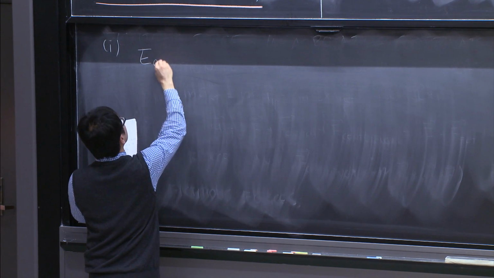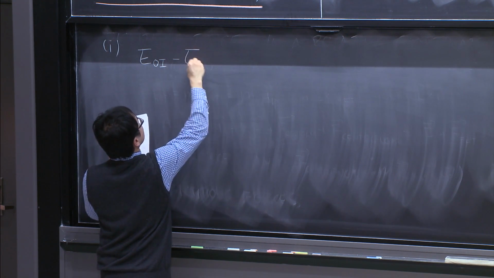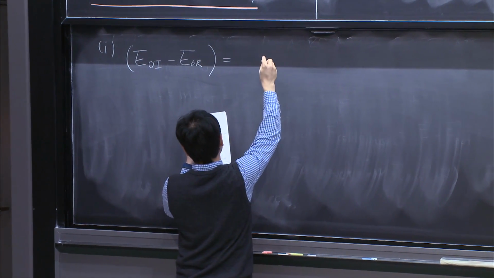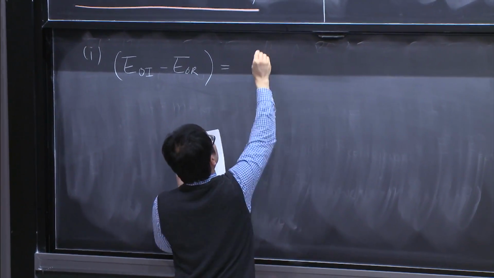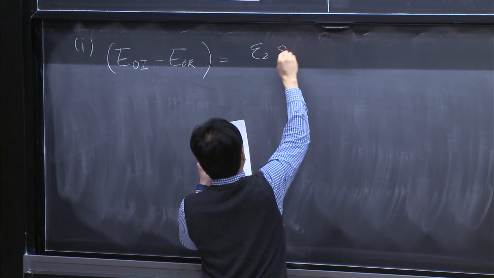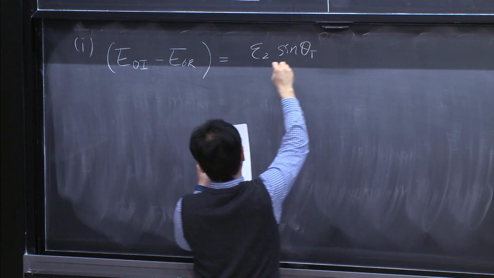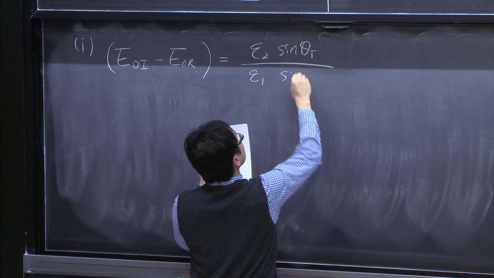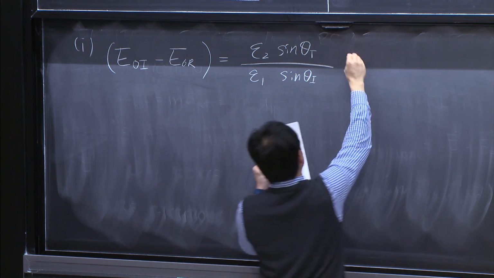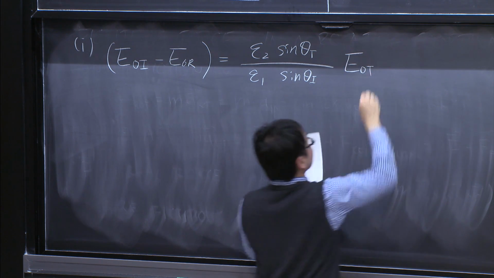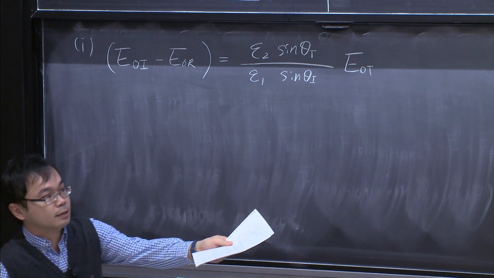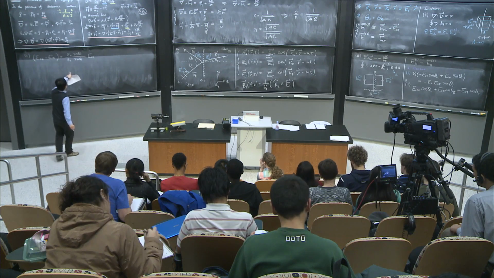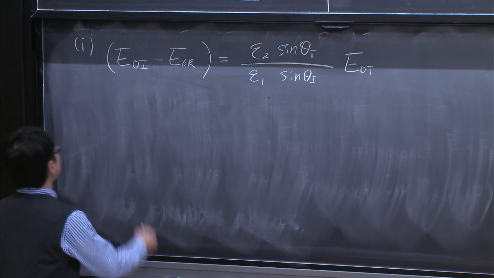What I'm going to get is E0i minus E0r, and this will be equal to epsilon 2 sine theta t divided by epsilon 1 sine theta I, times E0t. So basically, I'm dividing everything by epsilon 1 sine theta I. Then what you are going to get is this expression.